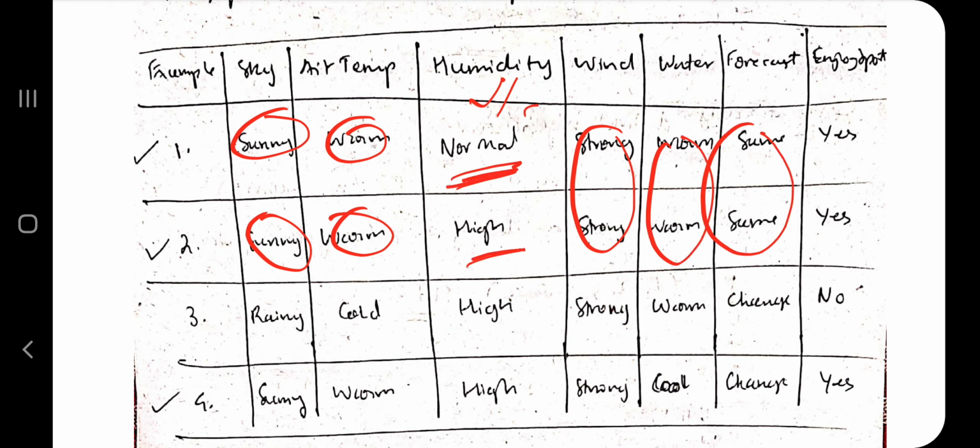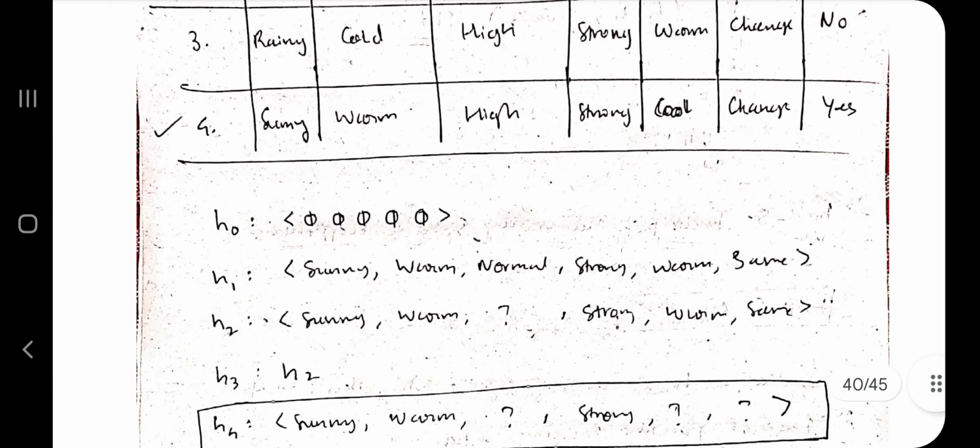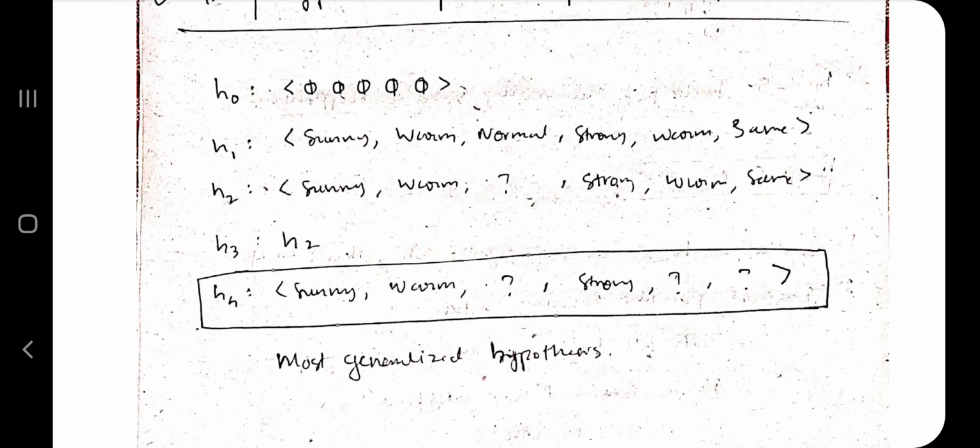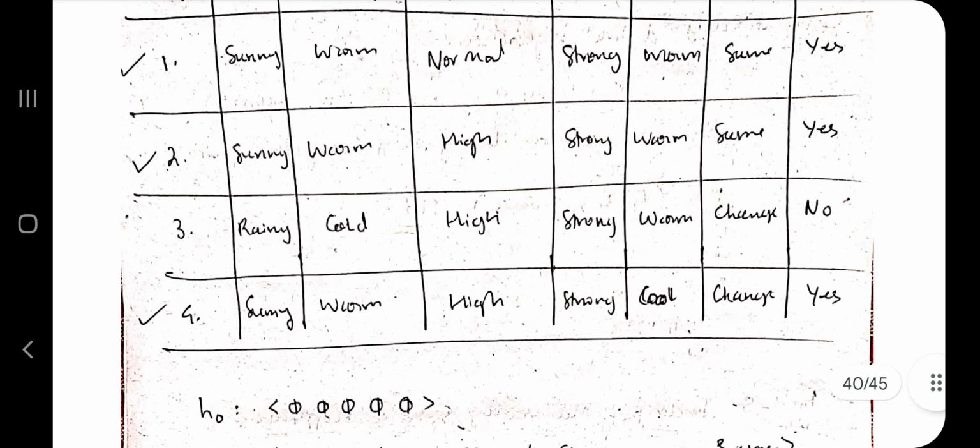See here, I got this change. Wherever you get a change, mark it as a question mark, because for both the yes values I'm getting two different values here. So I cannot specify whether he will enjoy if it is normal or if it is high. Both of these he enjoys, so I write a question mark, meaning it can be either normal or high. So what will be my h2? My h2 will be sunny, warm and question mark, with strong and whatever it was before.